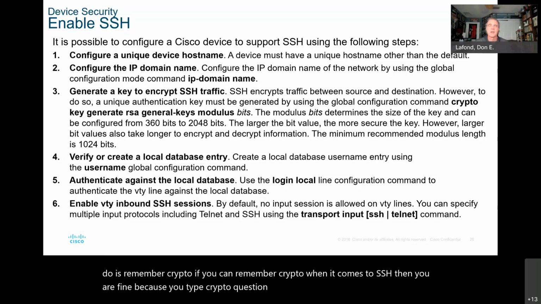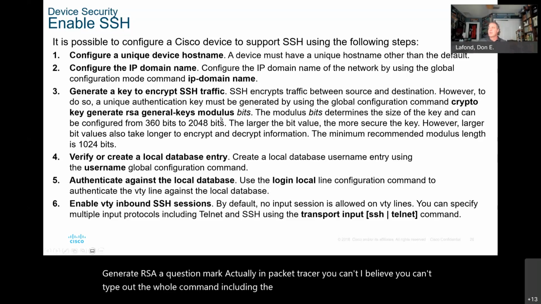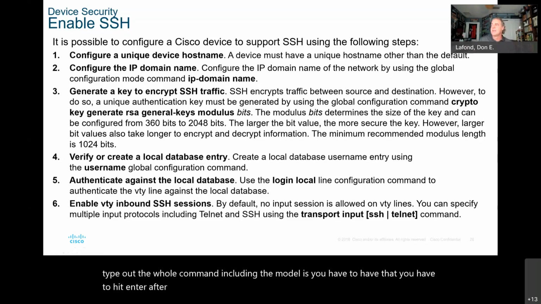Key, generate RSA. Actually, in Packet Tracer, you can't type out the whole command, including the modulus. You have to hit enter after RSA, and then it asks you what modulus, and then you type in 1024.